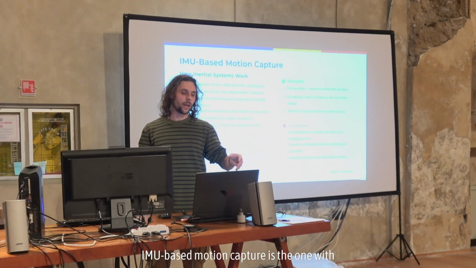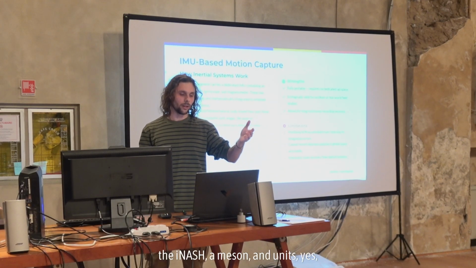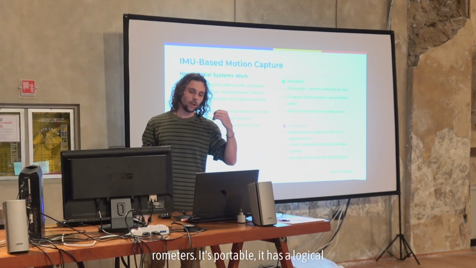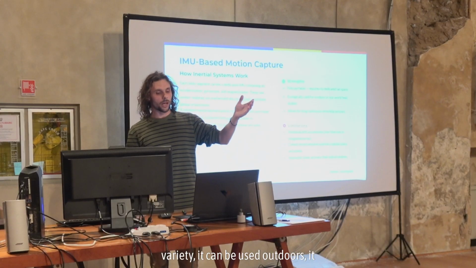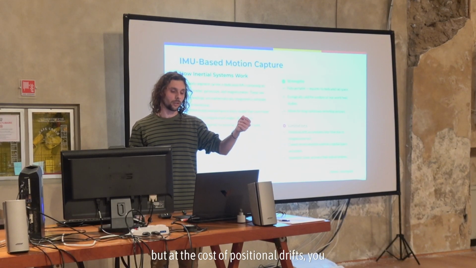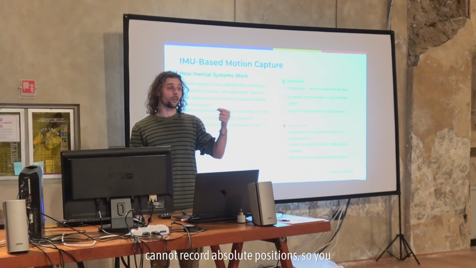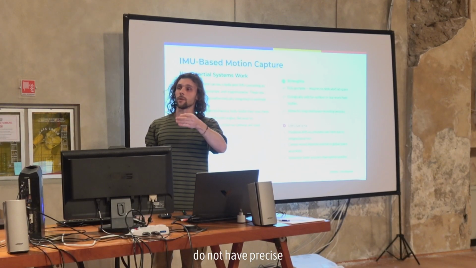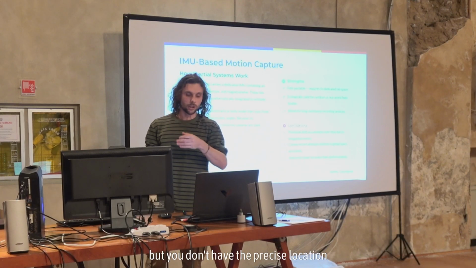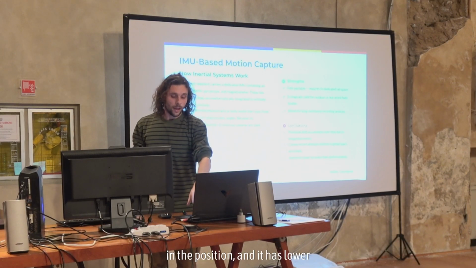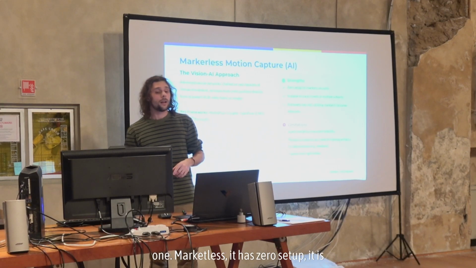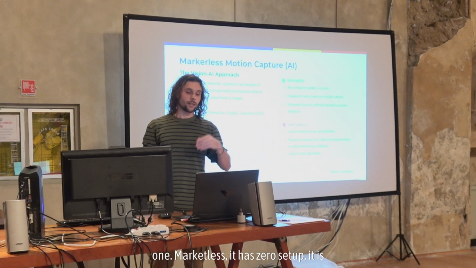So IMU-based motion capture is the one with the inertial measurement units, the accelerometers. It's portable, it has ecological validity, it can be used outdoors, it allows for long continuous recordings, but at the cost of positional drift. You cannot record absolute positions, so you do not have precise millimeter or meter positions. And it has lower accuracy than optical systems like this one. Markerless has zero setup.